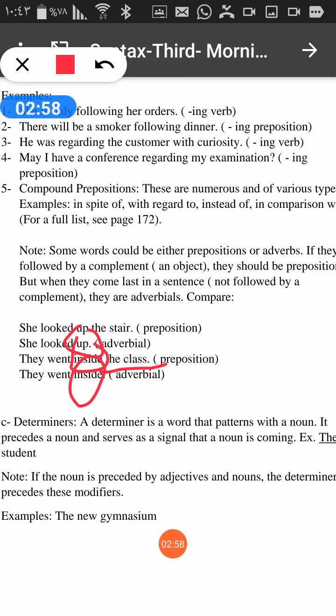So usually a preposition is followed by a complement. There should be a complement. If there is a complement, which is a noun or a noun phrase, like in this example, then here we have a preposition. But if there is no complement, as in the second example, she looked up, this is simply not a preposition. It is an adverbial because it is not followed by a complement or by a noun or a noun phrase.